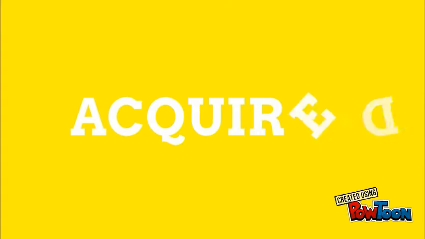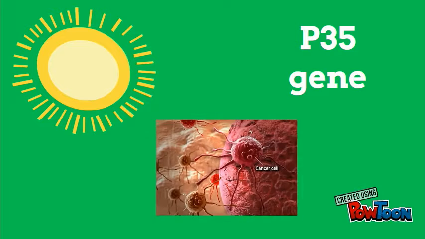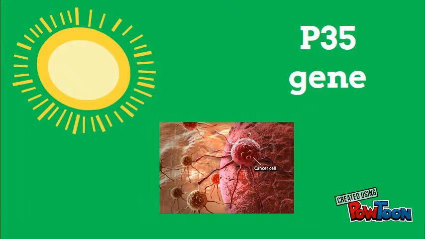As for acquired mutations, we put ourselves at risk nearly all summer long. Cancer is one of the most commonly known acquired mutations. While cancer can manifest as a result of UV or radiation exposure, it is usually caused by a series of mutations that have to do with the p35 gene. The p35 gene makes a protein which prevents mutated cells from dividing. If this protein is faulty or missing, the cells divide without regulation and form tumors.